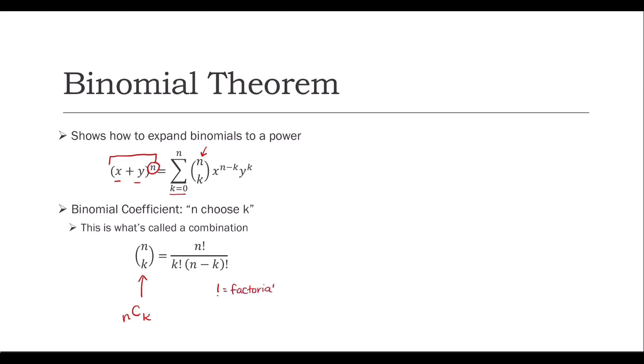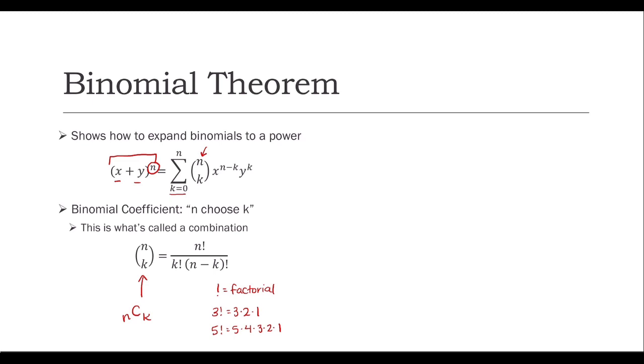So it means the number times all the numbers smaller than it. So if we had 3 factorial, that's 3 times 2 times 1. And if we had 5 factorial, it would be 5 times 4 times 3 times 2 times 1. So that's what the factorial is.